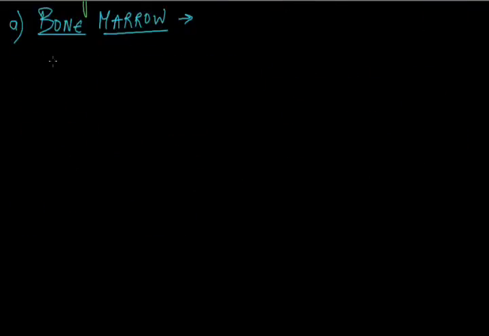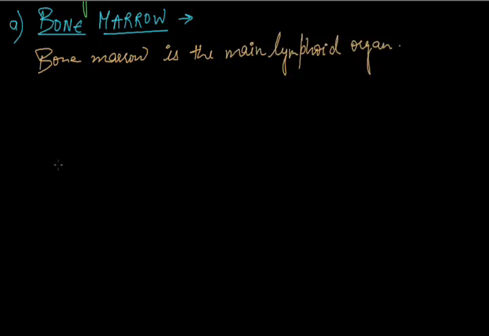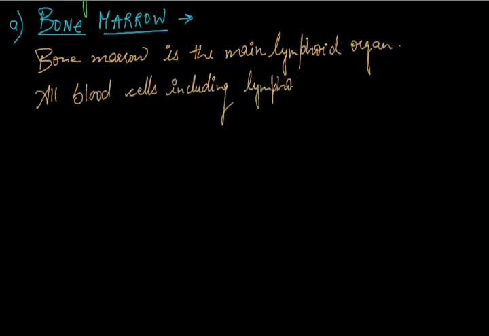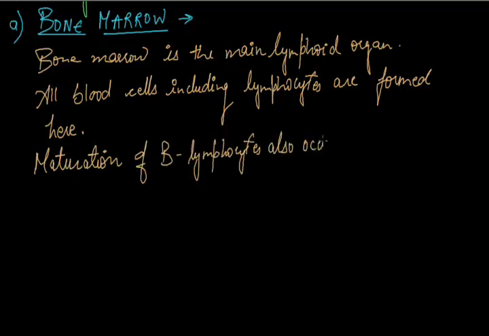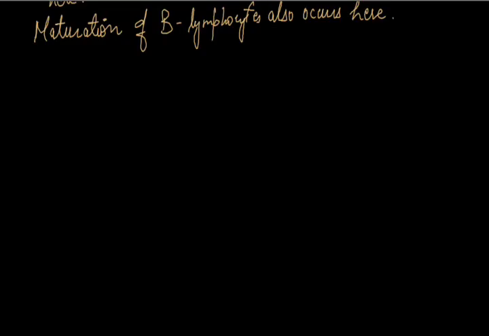Bone marrow is the main lymphoid organ. All blood cells including lymphocytes are formed here in the bone marrow. Maturation of B lymphocytes also occurs here in bone marrow. This is all about the bone marrow.